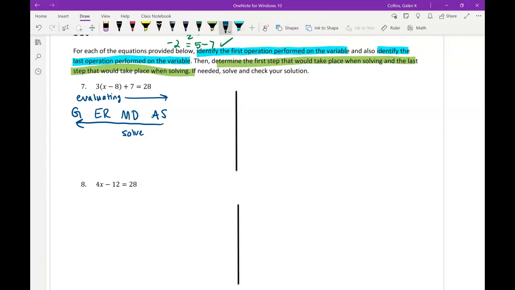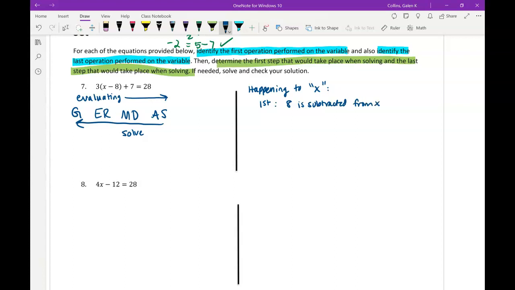So in question 7, I would say the first thing that is happening to X. So I'm going to maybe just write happening to X. The first thing that's happening to X is that 8 is being subtracted from X. So again, I'm looking for grouping. I do have grouping in the form of parentheses, and within my grouping, the only operation in there is minus 8. So I'm going to say 8 is subtracted from X.